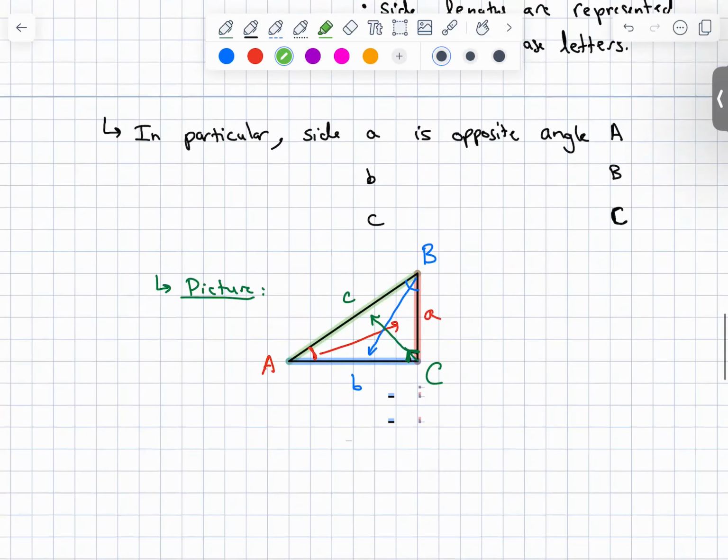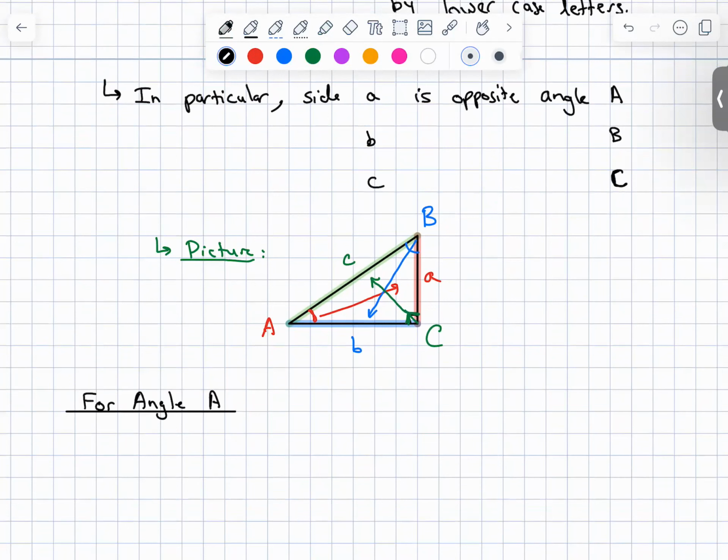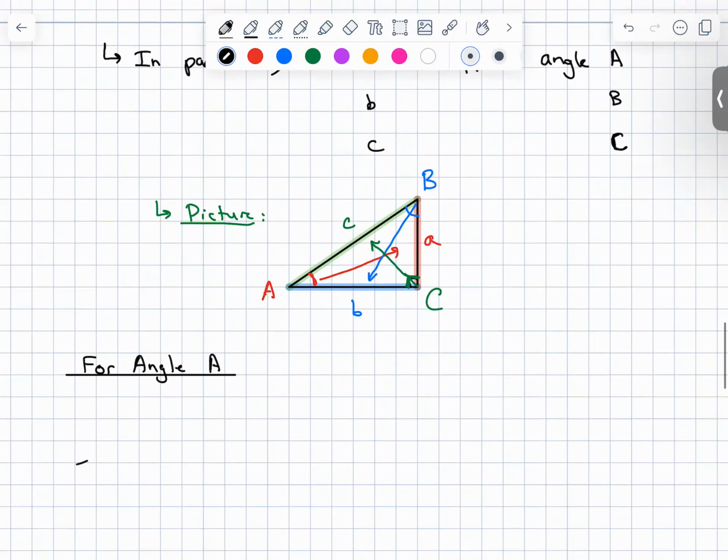So for angle A, I bring this up because depending on what angle you're looking at, the opposite side of it changes. So let's just draw that right triangle again. We don't need to draw it as big. Once again, bottom left, capital A, top right, capital B, bottom right, capital C, right angle. And then lowercase a, lowercase b, and lowercase c.